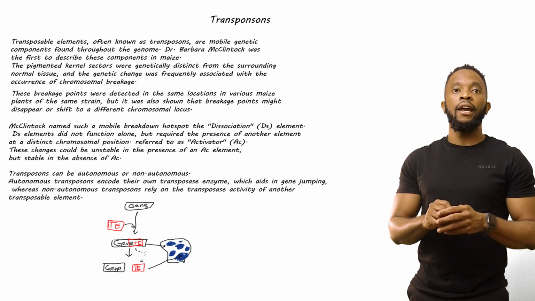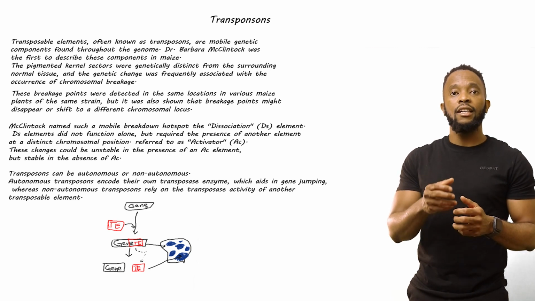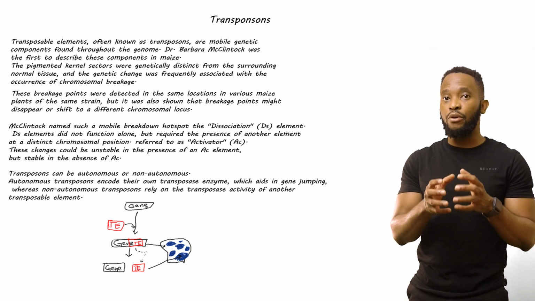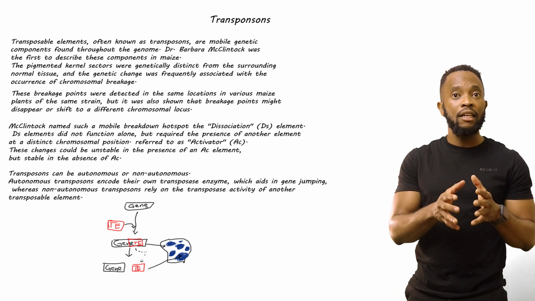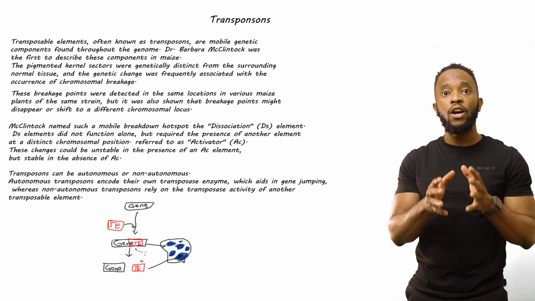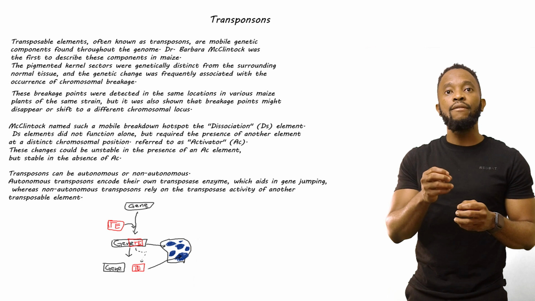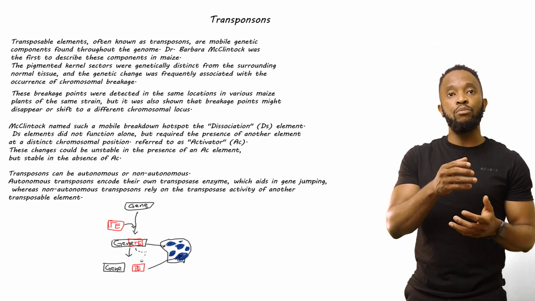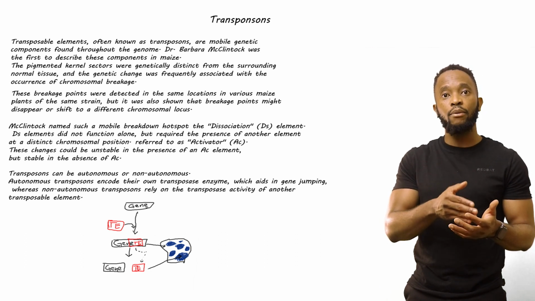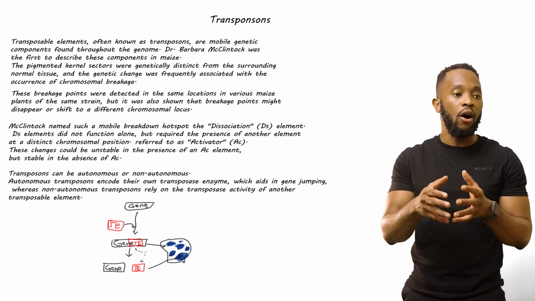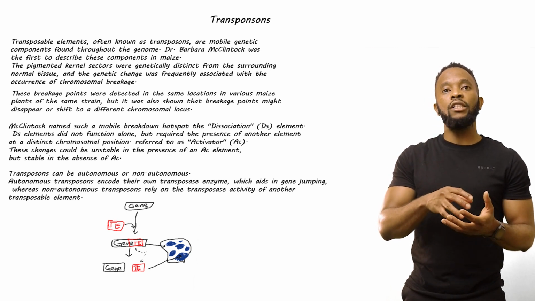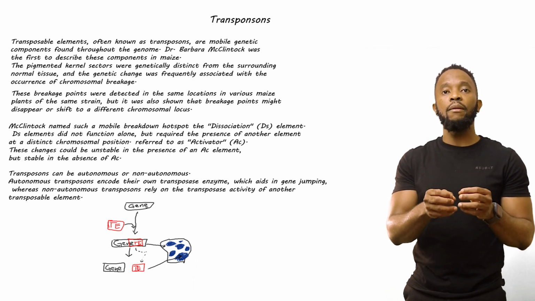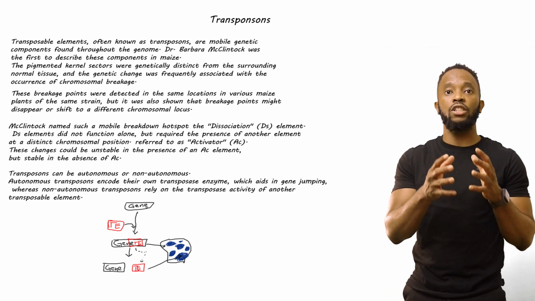of kernels. And later on, she came to realize that this change in pigmentation was actually associated with a chromosome breakage that was happening at the same locus in various plants of the same strain. And eventually, as she continued researching, she noticed that those breakages could actually jump or move to a different part of the chromosome as well. She renamed such a mobile hotspot for breakage in the chromosome and gave it a name that is now known as the dissociation element.